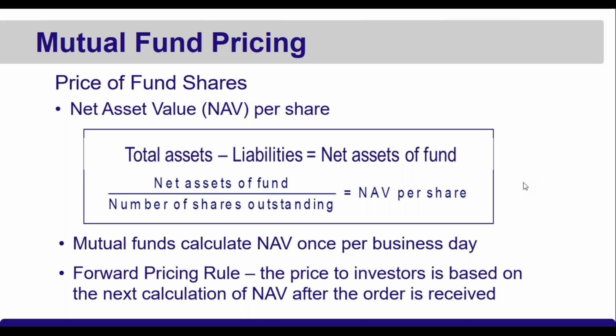When you purchase a mutual fund, you don't get that published price. You have to wait till the next NAV is calculated. So it's what's known as forward pricing. And that's kind of the whole thing with mutual funds is you don't really know what exactly the price is going to be.